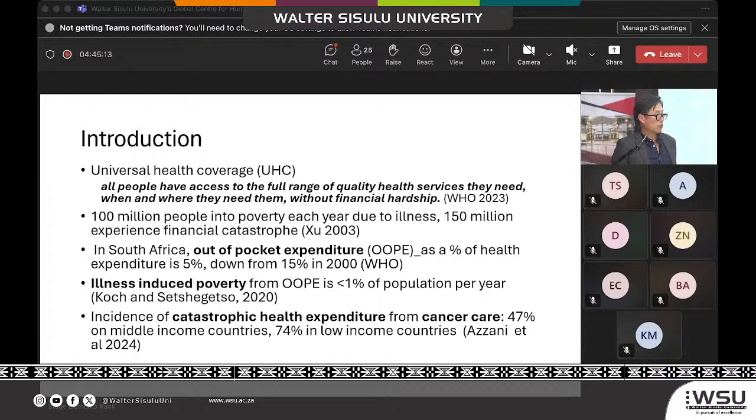The incidence of catastrophic expenditure from cancer care, and as you can imagine, the expenditure on cancer care can potentially really skyrocket, particularly once people get into advanced stages of treatment, is 47% in middle-income countries, and astonishingly 74% in low-income countries. So that means 75% of people who get cancer in low-income countries experience financial catastrophe. That's a huge problem in terms of universal health coverage.